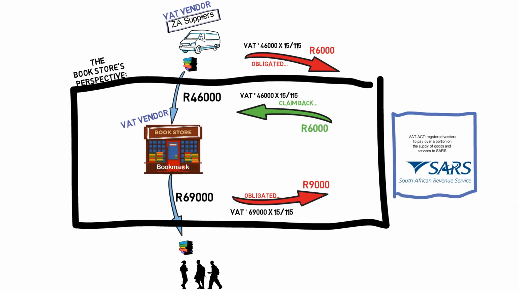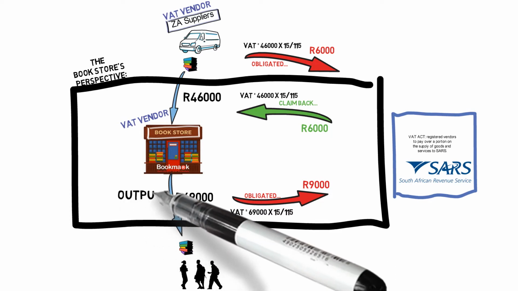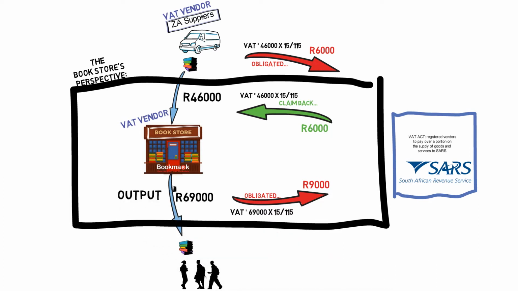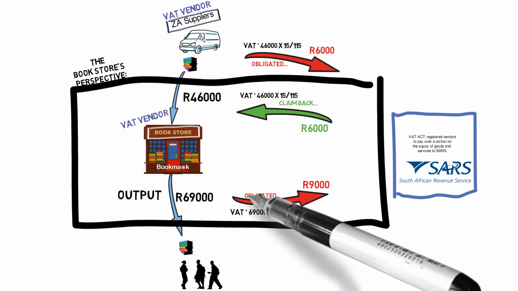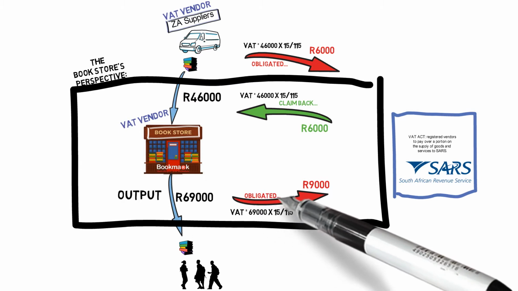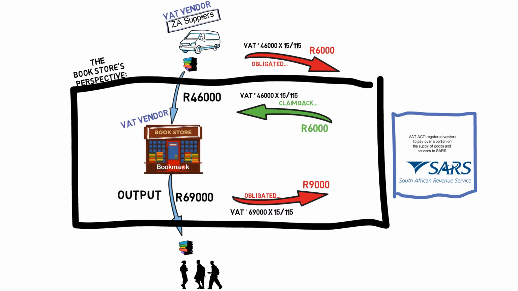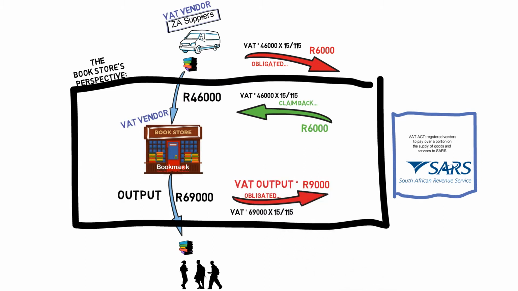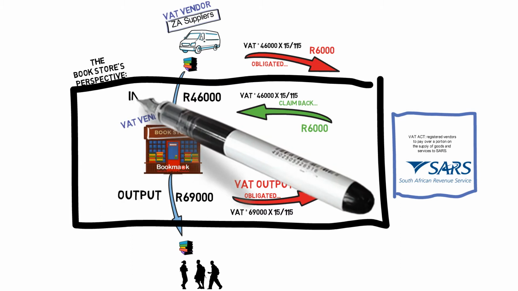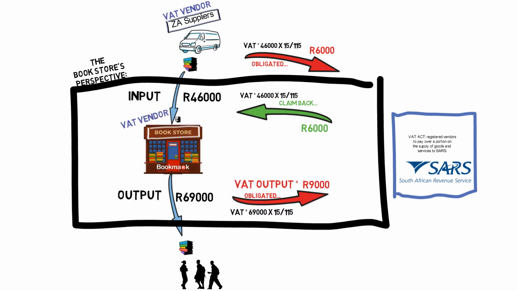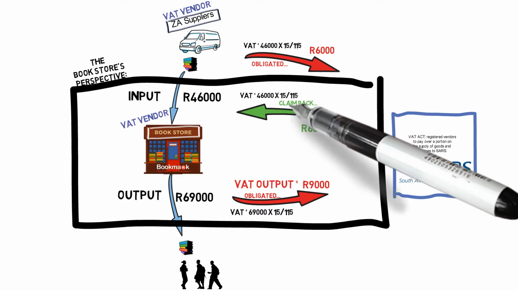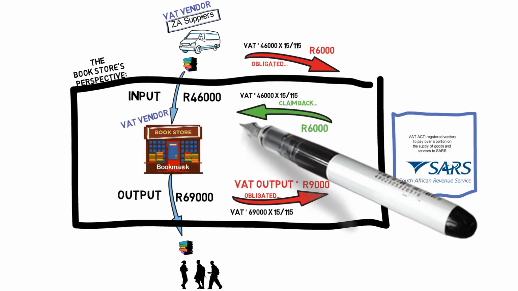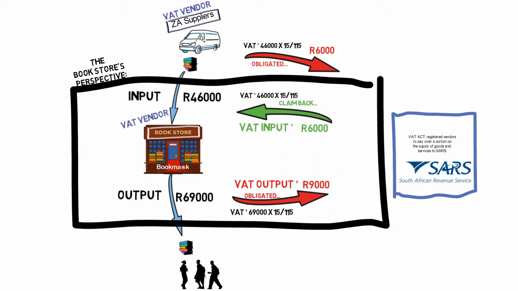from SARS. So in summary then, for the goods that went out, the bookstore was obligated to pay over VAT to SARS, and the amount was 9,000 Rand, and we call that VAT output. For the goods that came into the business, the bookstore was able to claim back an amount from SARS, and we call that VAT input, equal to 6,000 Rand in this example.